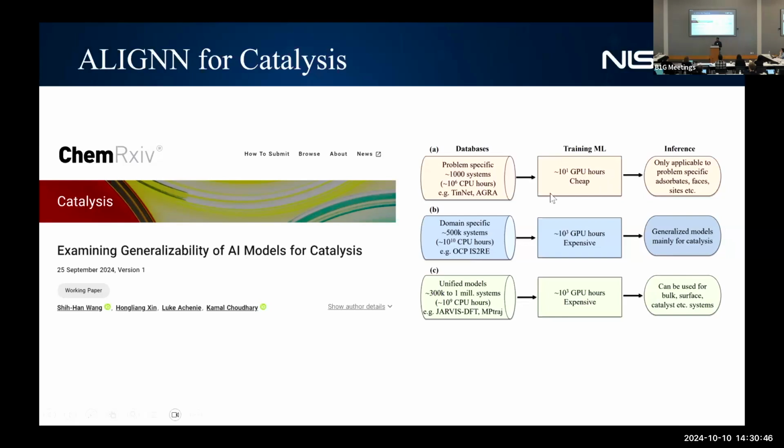It's cheap to train. There are domain-specific models like the Open Catalyst Project, for example, and this can be very expensive. Now, there are unified models which are trained on bulk data with no catalyst, no surface, no defects, probably just bulk data. And that can still be generalizable enough for a large task, including catalysis. So that's three types of model. Now, how do you benchmark this?